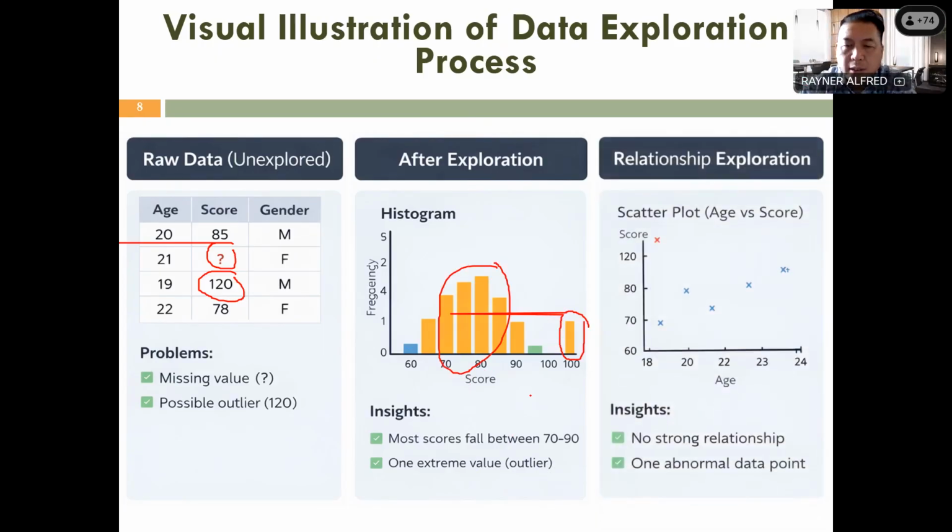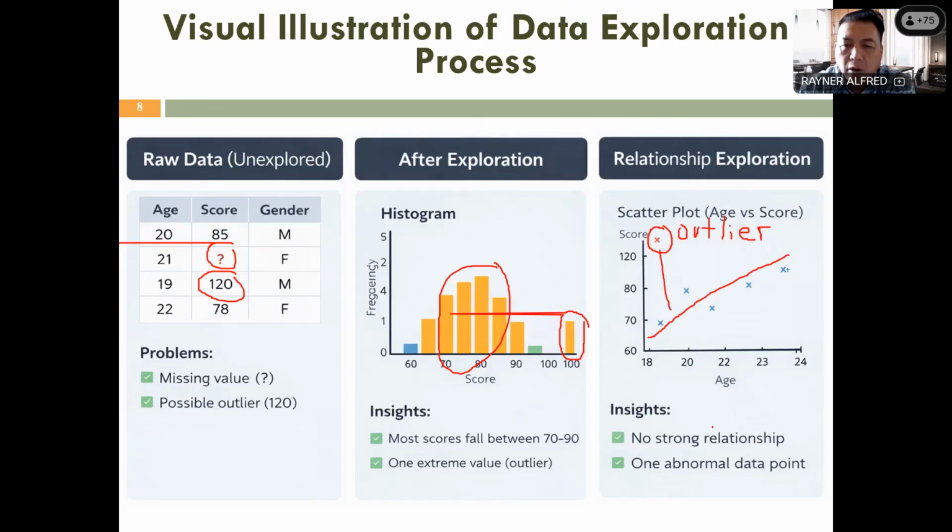We can also use the scatter plot. For instance, we can assume there is a trend here, but we can also see that there is an outlier, where the data is positioned away from the rest of the data. So we could assume there is no strong relationship because of this, because it is too far from the line here.